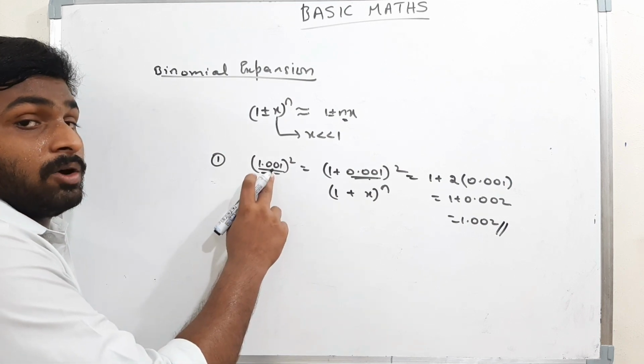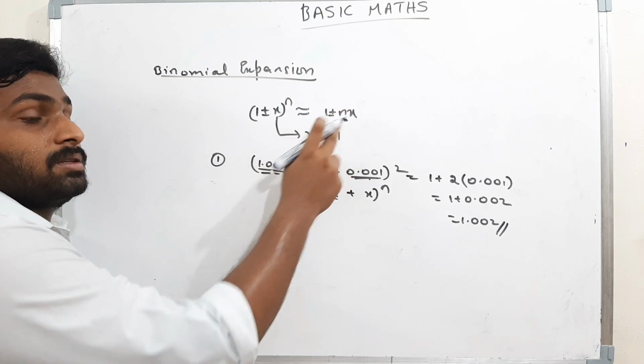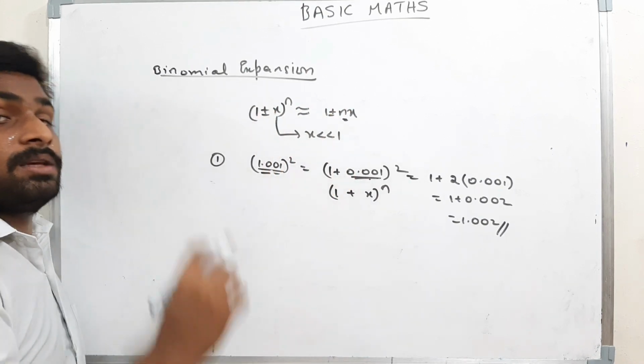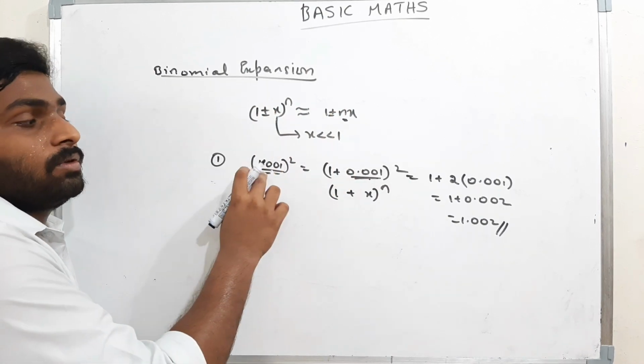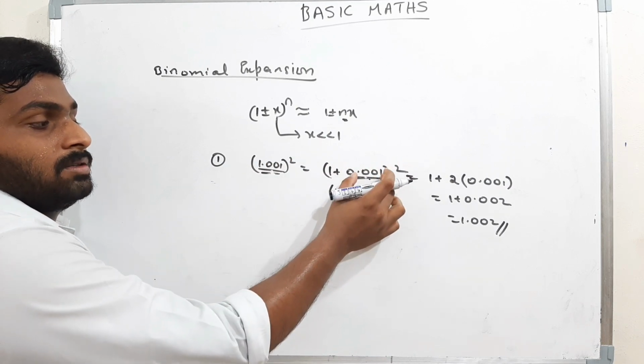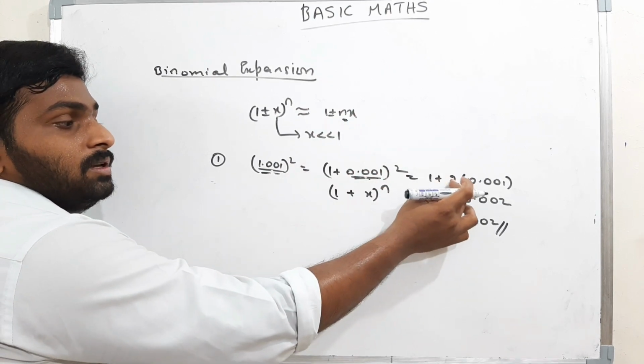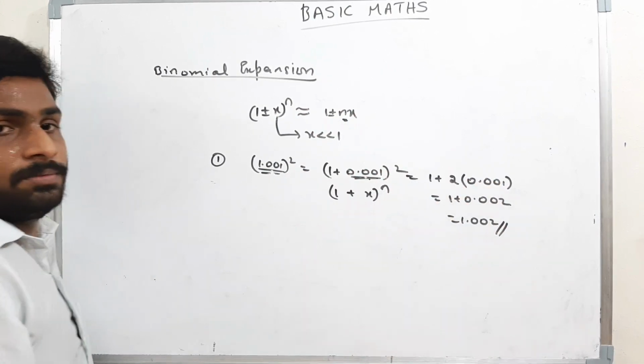See how I used the binomial expansion, which is in the form of 1 plus x whole power n, I can write as 1 plus nx, if x value is very less than 1. Therefore, 1 plus x whole power n, x is very less than 1, therefore you can use the binomial expansion, that is 1 plus nx. Now you can solve it.